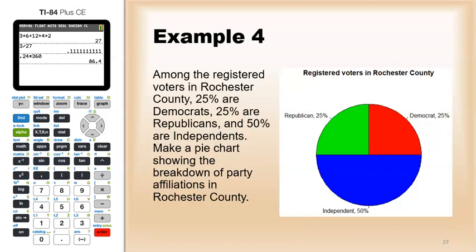All right. Among the registered voters in Rochester County, 25% are Democrats, 25% Republican, and 50% are independents. Now, if I was to make a pie chart, this one you can do by hand. 50% independents would mean that's half the circle. And then 25% for each category is a quarter circle. So the Republicans, Democrats.